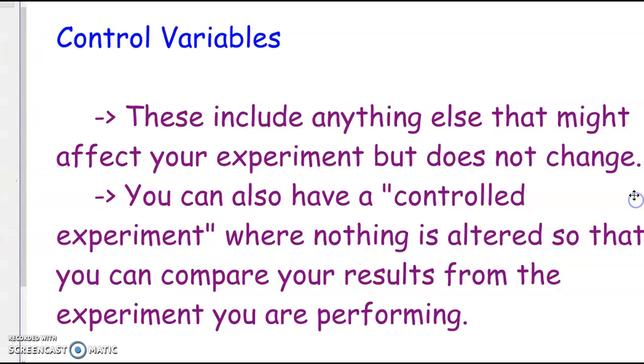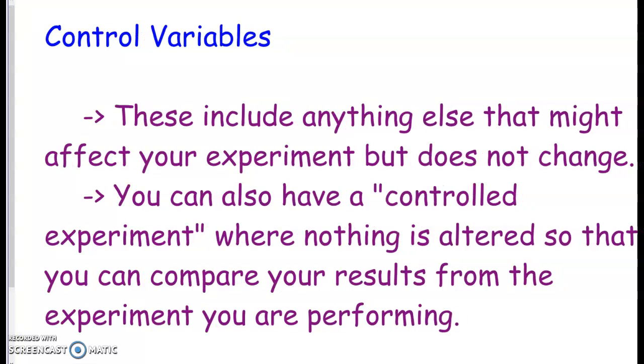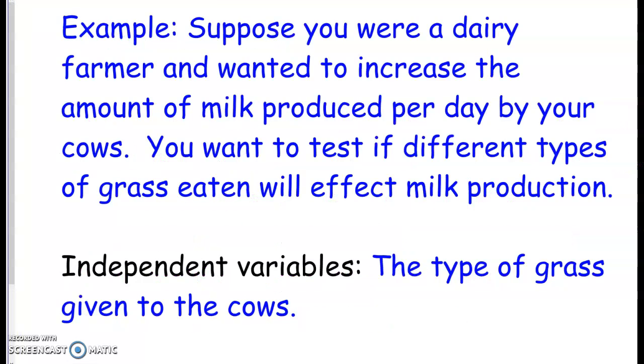All right, so then we have an example. Okay, so our example here. So suppose you were a dairy farmer and we wanted to increase the amount of milk produced per day by your cows. So the goal is we want more milk. We want the cows to make more milk for us. You want to test if different types of grass eaten will affect milk production.